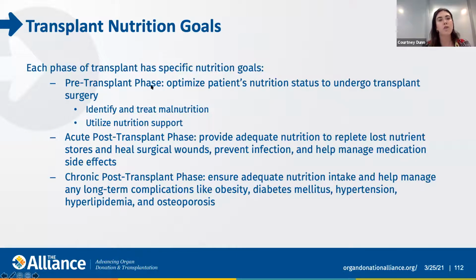So our transplant nutrition goals. Each phase of transplant has specific goals. In the pre-transplant phase, our main goal is to optimize the patient's nutrition status to help them undergo transplant surgery. So this is really important, where we want to identify the malnutrition, determine whether it's moderate or severe, and help to treat the malnutrition in a way to get the patients to transplant. And this is really important for cases where we might have to utilize nutrition support. Some people are unable to meet their needs with oral intakes or use of supplements.